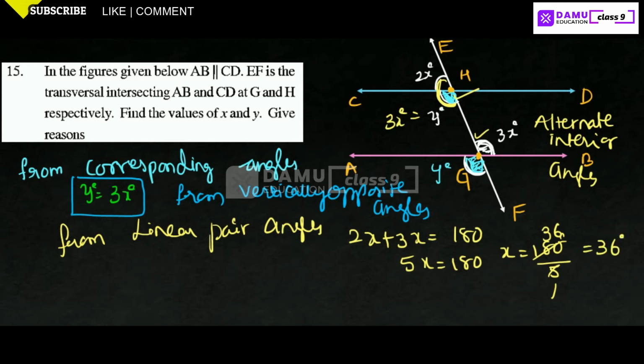Then y will be equal to 3x degrees. That is, 3x degrees will be equal to 3 into 36. Then what will you get? 3 sixes are 18, then 3 threes are 9 plus 1, and so 108 degrees. So y will be equal to 108 degrees. Like this also we can solve the question.